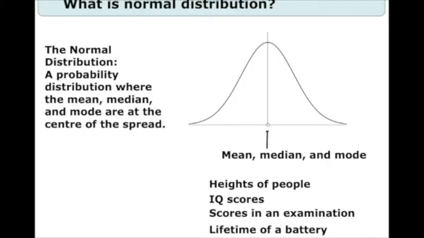Right, let's start with the definition. What is a normal distribution? It is a probability distribution where the mean, median, and mode are at the center of the spread. As you can see here, the mean, median, and mode are at the middle, and they all have the same value. And the curve of a normal distribution follows a bell shape, a symmetrical bell shape.